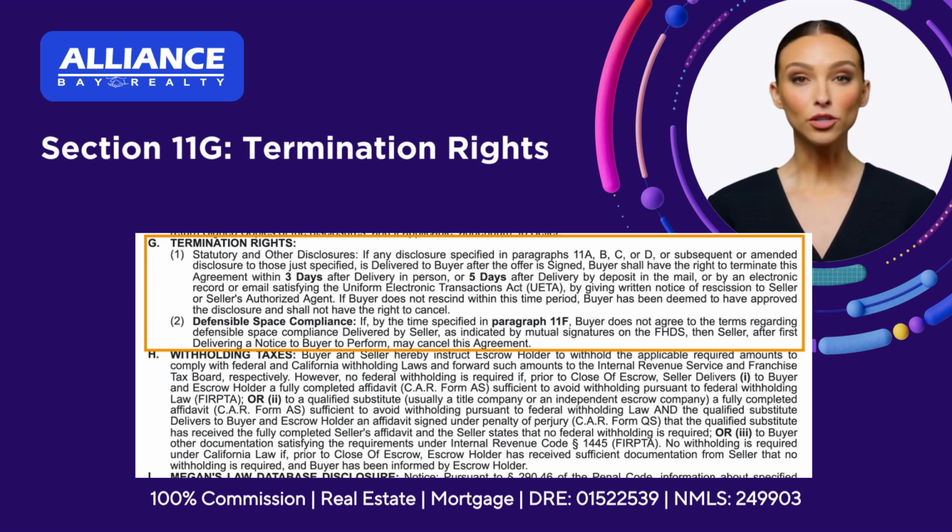1. Statutory and other disclosures. If a disclosure in 11A, B, C, or D, or a later amendment, is delivered after offer is signed, buyer may cancel within 3 days after personal delivery, or 5 days after mail or electronic delivery, by written notice of rescission to seller or authorized agent. If buyer doesn't rescind within that window, buyer is deemed to have approved the disclosure.